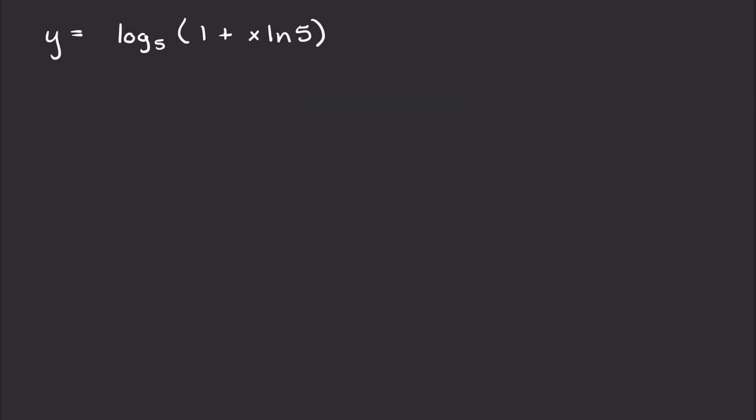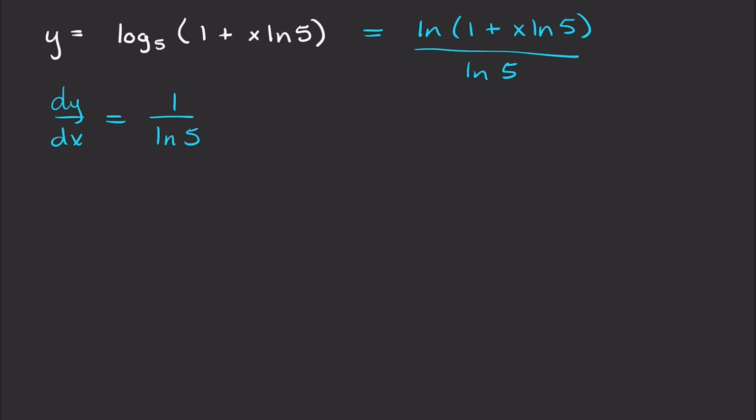Next function, we have log base 5 of 1 plus x natural log of 5. Again, we want to rewrite this. We'll write this as the natural log of the argument, 1 plus x natural log of 5, over the natural log of the base, which is 5. And then we can take our derivative, dy dx. Natural log of 5 is just a number, so it will come out front. And then we're taking the derivative of the natural log of 1 plus x natural log of 5.